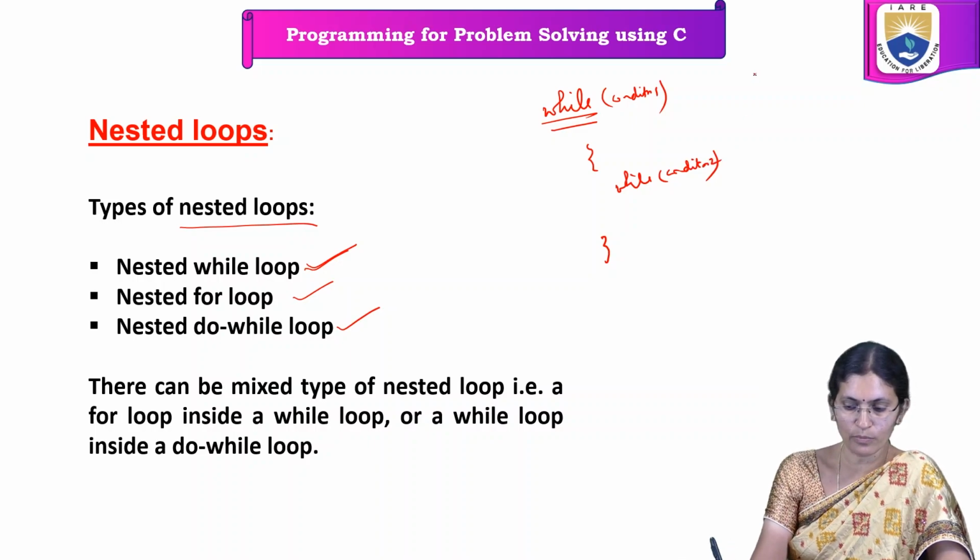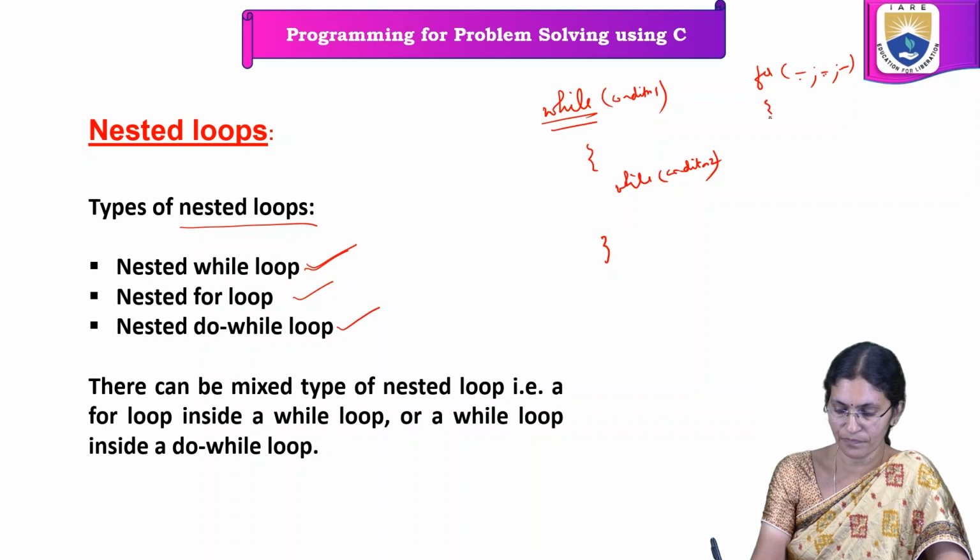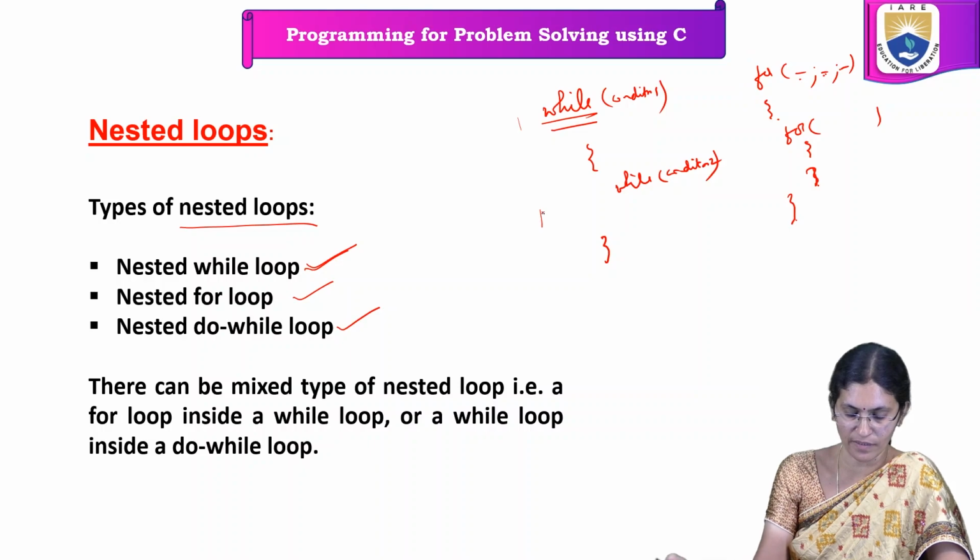Nested for loop is a for loop inside another for loop. Here we need to write the expressions: initialization, then condition, and then updation. So this is the outer for loop and this one is the inner for loop. In this way, this is called a nested for loop and this one is called a nested while loop. Then the last one, nested do while loop.